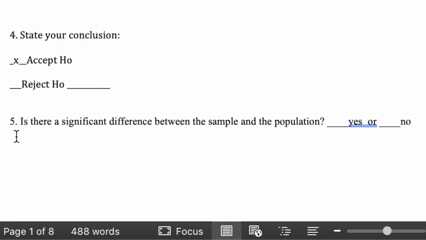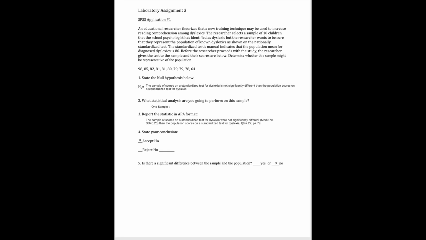For number 5, the question is: is there a significant difference between the sample and the population? And I am going to say no, because I had to accept H0. So if I rejected H0, I would say yes. And if I said yes, then I would put a check mark on number 4 next to reject H0.